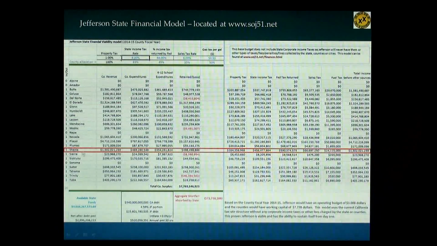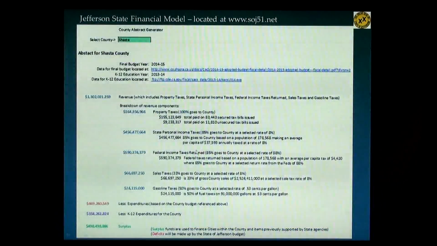Again, we're running Shasta County, so these are the details that we'll be looking at. We have what we call, on the second tab of the model, the abstract. It has the breakdown of where the information is located and how all these things total up to revenue, expenditures, K-12 expenses, and whether that county has a surplus or a deficit. So for Shasta, we're looking at this particular website here. That's where we're going to pull the budget from, and this is where we get all of the K-12 education. So let's move through.